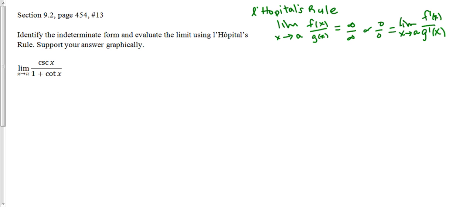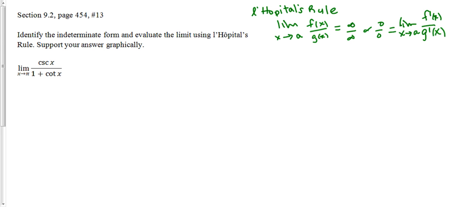All right, let's do section 9.2, page 454, number 13, which reads, identify the indeterminate form and evaluate the limit using L'Hopital's rule. Support your answer graphically. And for number 13, we have the limit as x goes to pi of cosecant x over 1 plus cotangent x.